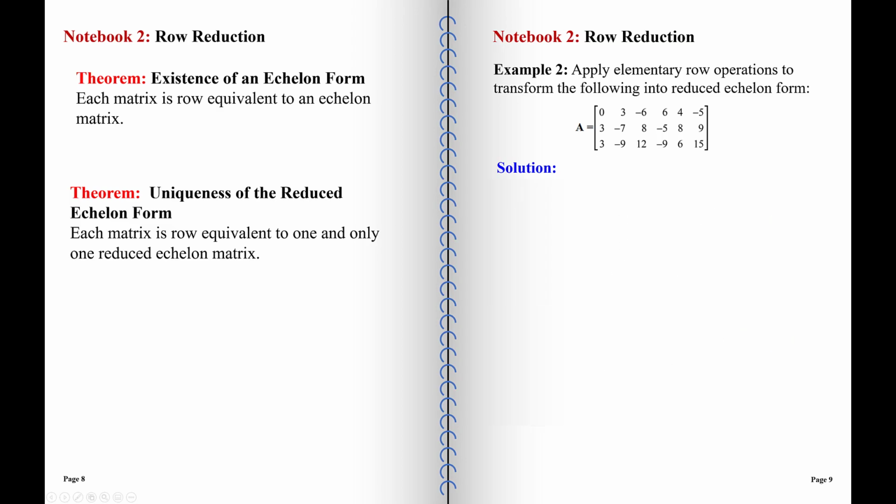Let's begin. So what do we want to do? First, we want to notice that we don't have a 0 in the 1, 1 position, so we can do an interchange. I'll interchange rows 1 and 2. Okay, and we see the result here.